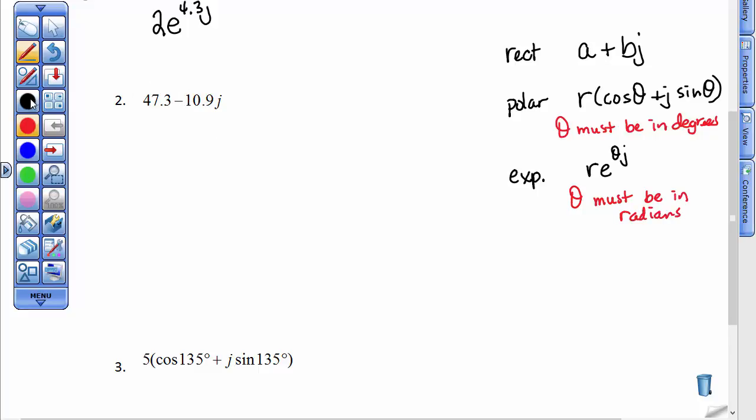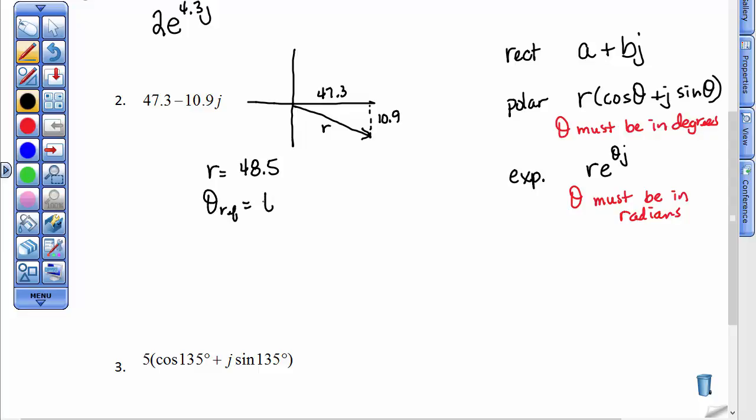So if I was working this problem and trying to get it from rectangular to polar to exponential, personally, I would draw a quick picture. X is positive 47 and y is negative about 10. So this is where that vector is. Remember, by the Pythagorean theorem, you're going to put the 47.3 and the 10.9 in to find your r value. And when you do that, you're going to get that the r value, the length of that vector, is 48.5.